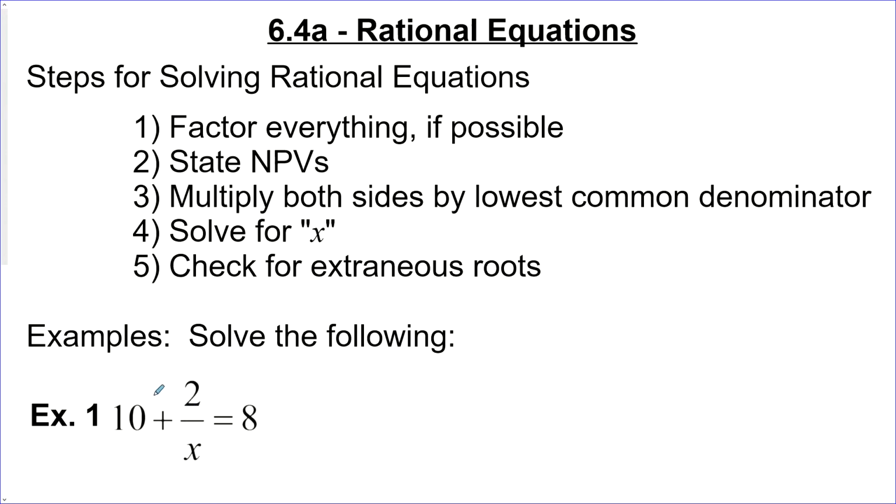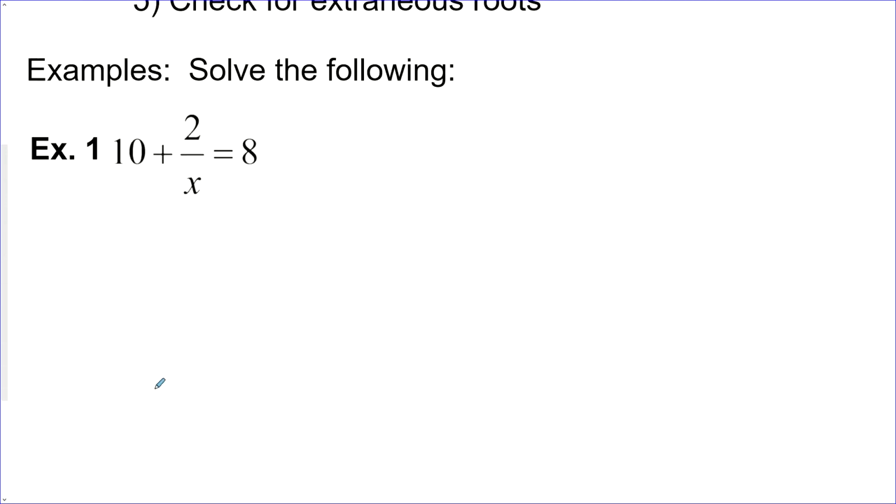Let's see how that might look with the first example here. We have just x in the denominator, so I'm going to make a note that x cannot equal 0. Now I'm going to multiply by my lowest common denominator, and my only denominator, in this case, so multiply by x. So I'll get 10x plus 2, because here the x's will cancel, equals 8x.